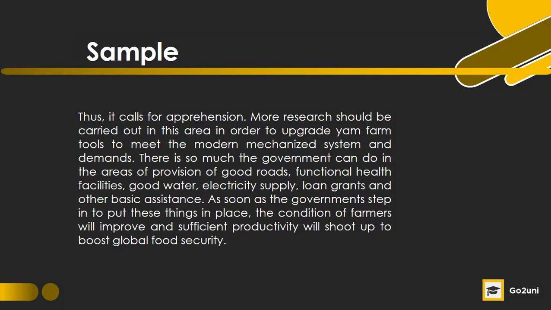Now this is a sample. You can read this over and over and then get a pattern. Of course, the writer tries to introduce the topic by defining what yam is. That's the introductory part. And then after that, he presents the challenges that farmers go through, some of the technological inadequacies. And after that, he runs up with a concluding paragraph where he calls on the governments at different levels to step up and assist young farmers. So you can also try something like this.